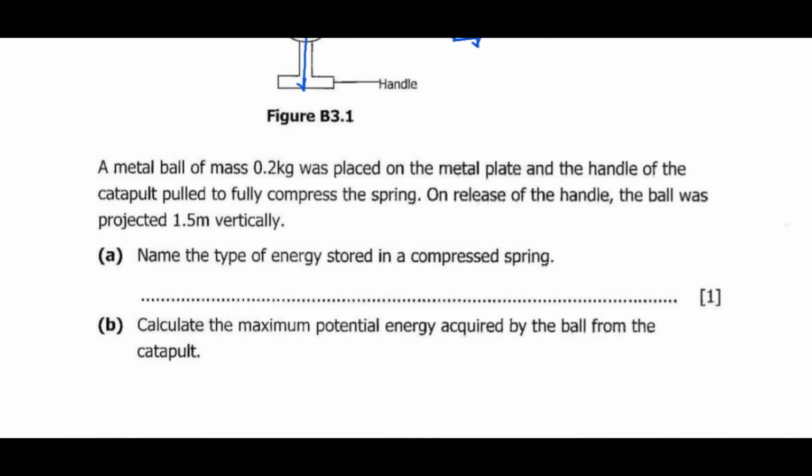We can see that question B is: calculate the maximum potential energy acquired by the ball from the catapult. Now let's look at A before we look at B. Name the type of energy stored in a compressed spring. So it is potential, so potential elastic energy.